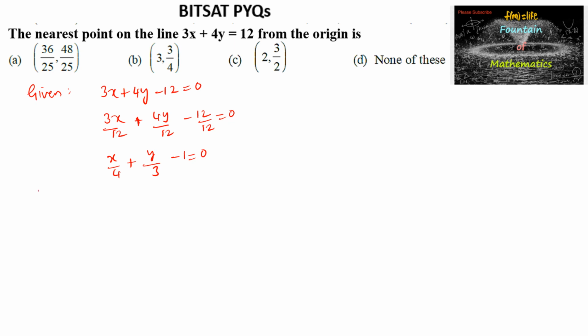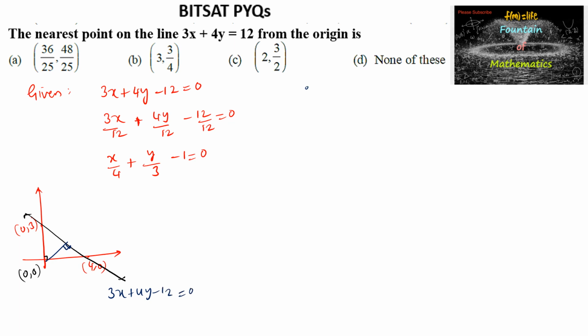So we can say that the given line has x-intercept 4 units and y-intercept 3 units. So the line is passing through the points 4 comma 0 and 0 comma 3. And we need to find the nearest point on this line, and the line equation is 3x plus 4y minus 12 is equal to 0.